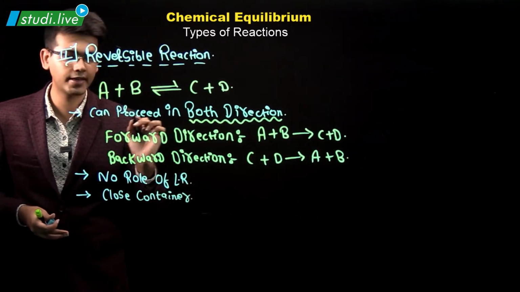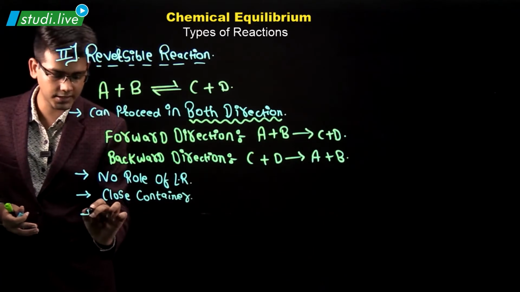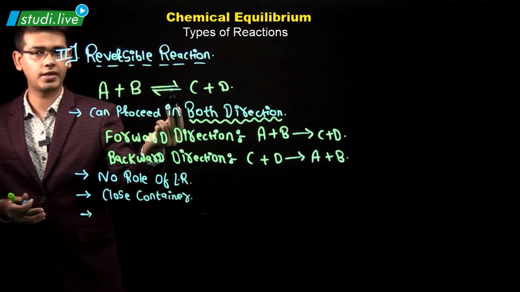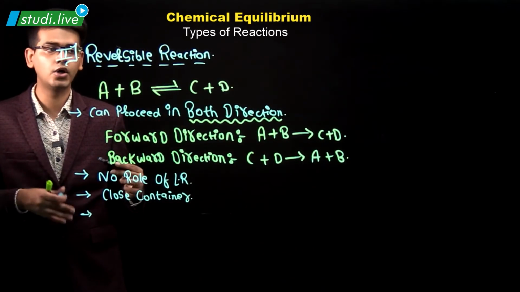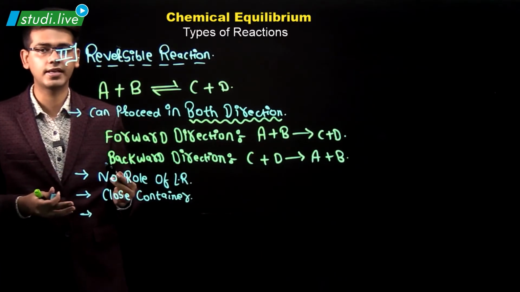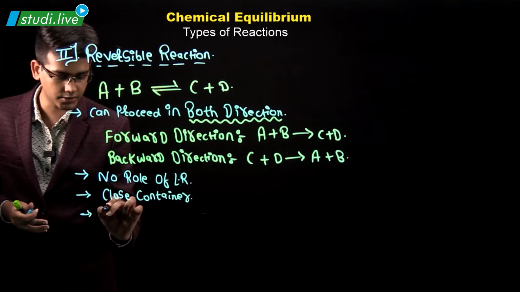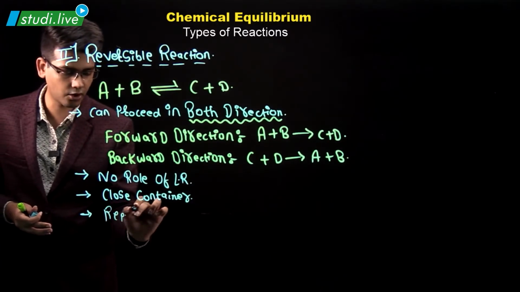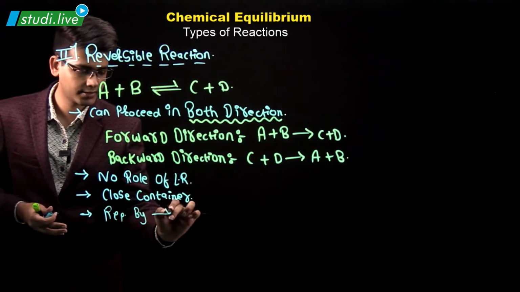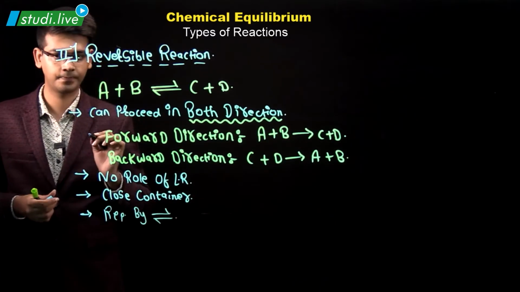and these reactions will always be represented by this particular symbol. If you are using a single arrow, then it cannot be a reversible reaction. If a single arrow is used, then it will be an irreversible reaction. So this type of reaction is always represented by this particular arrow symbol.